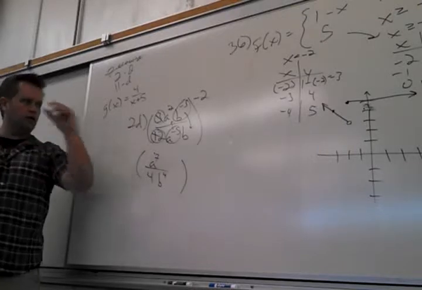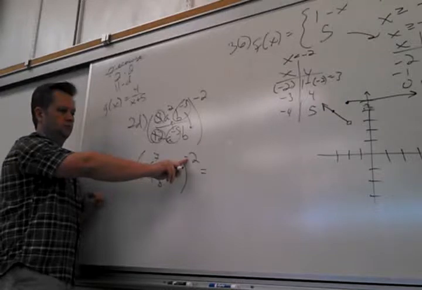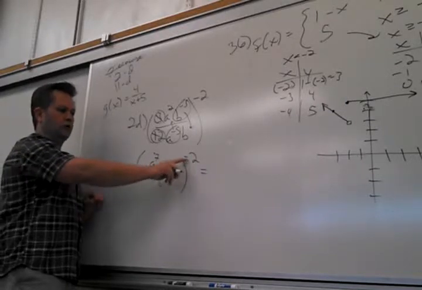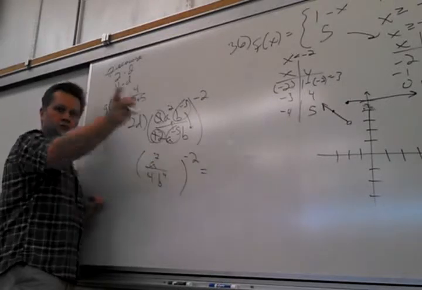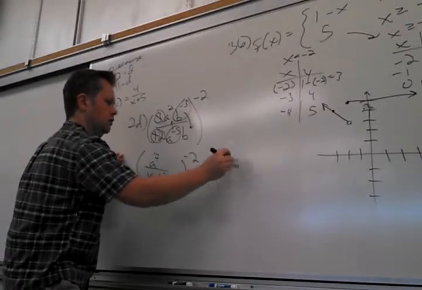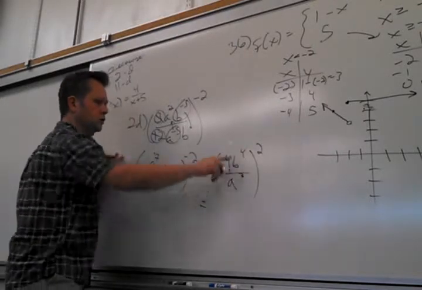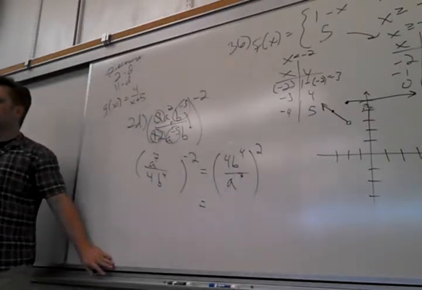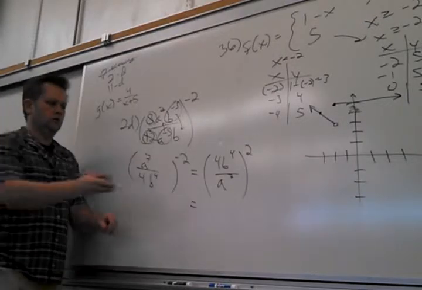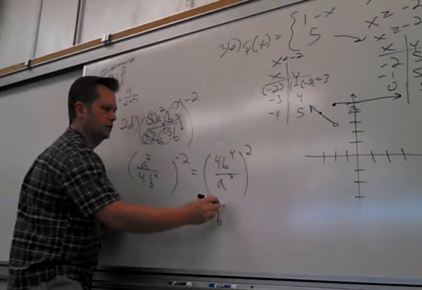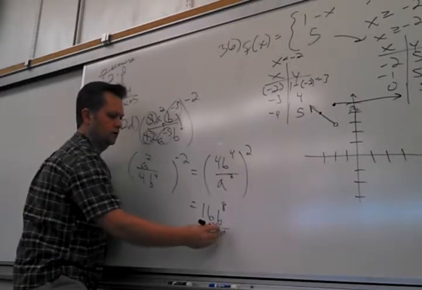Alright, and on the outside we still have the negative 2 power. So what's the negative part tell you to do? Square the reciprocal. Flip it, and then you square it. Cool. So when you square that, you get 16, B to the beautiful 8th, A to the 14.